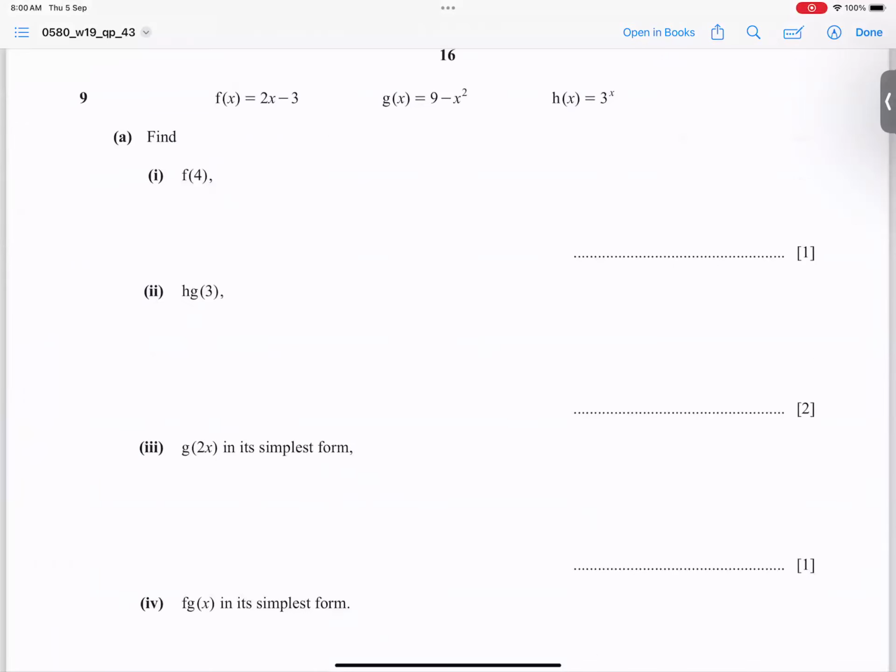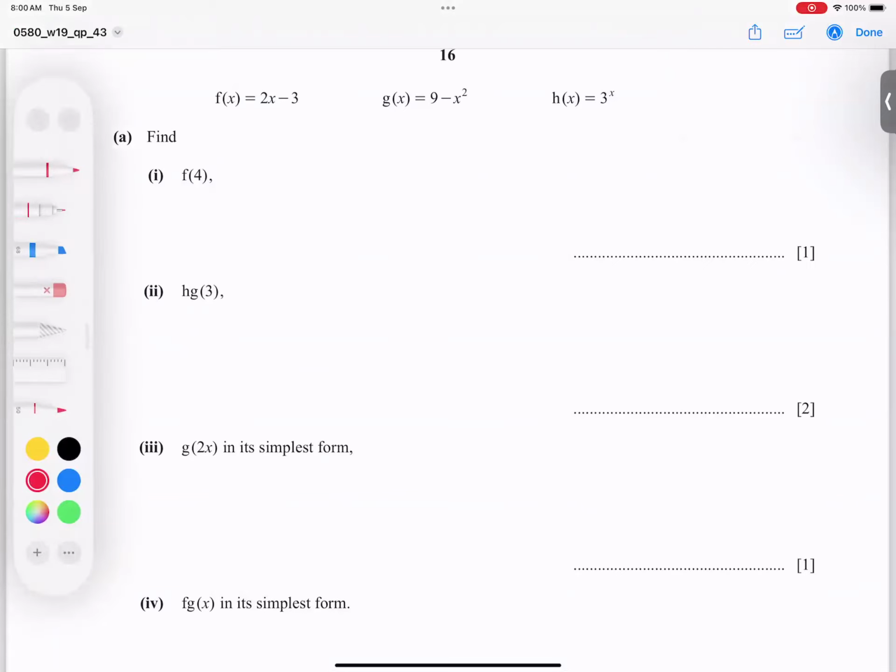Okay, in 43 variant, what a question we have. At part (a), we have been given three functions. You can see here. First, he asks for f of 4, so I must copy this function first of all.